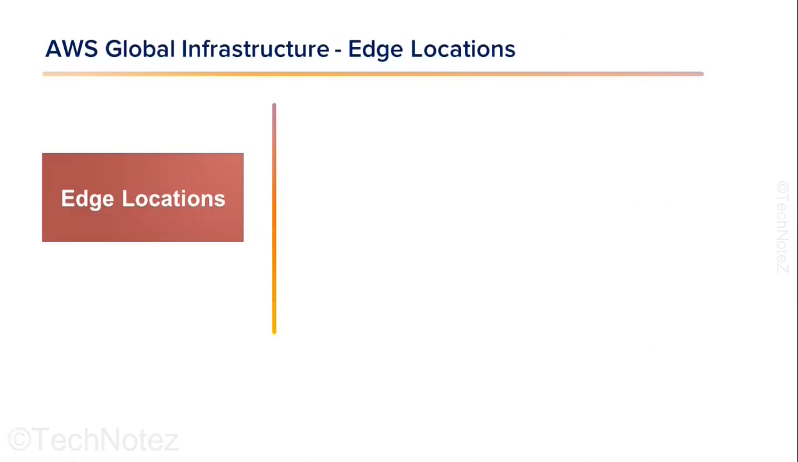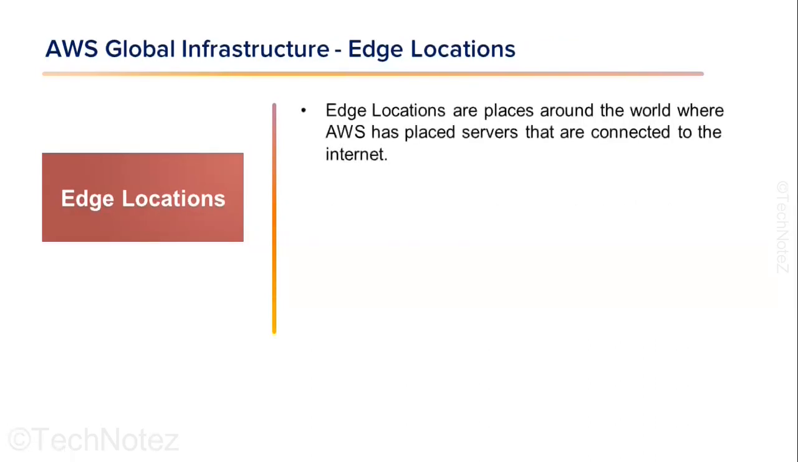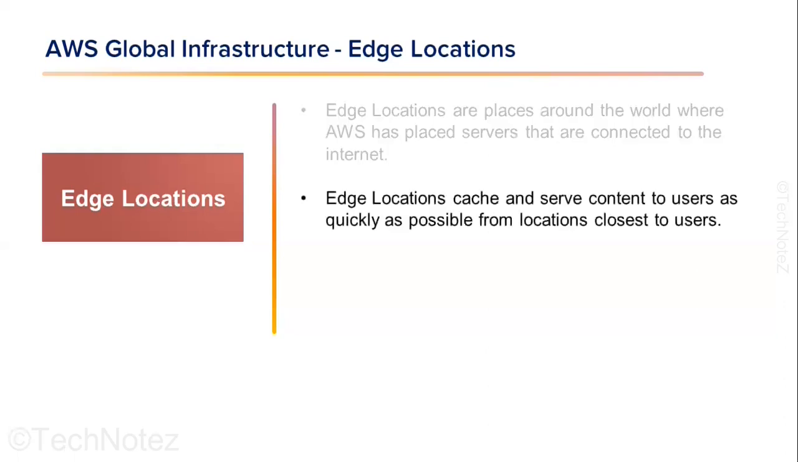Next, let's talk about edge locations. AWS edge locations are places around the world where AWS has hosted its servers. These servers are used to cache and serve content such as website pages, images, and videos to users as quickly as possible. Edge locations keep a copy of the content closer to the user so that it can be delivered quickly. So when you use an app or website that is hosted on AWS, the information you need is delivered to you from one of these edge locations.